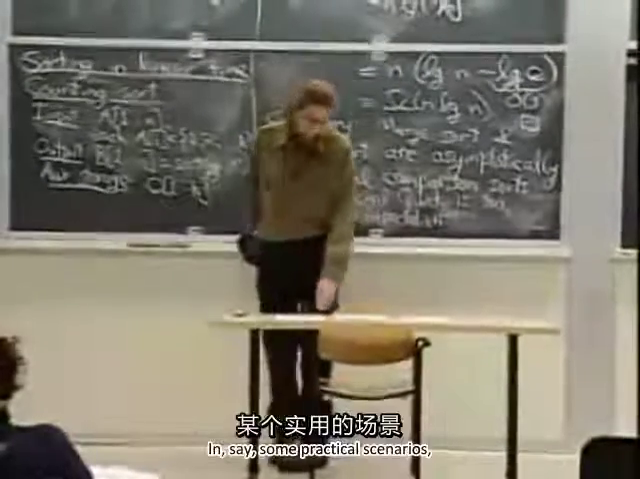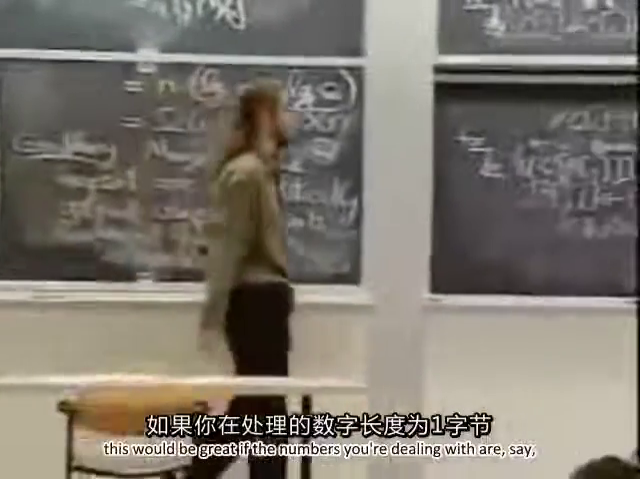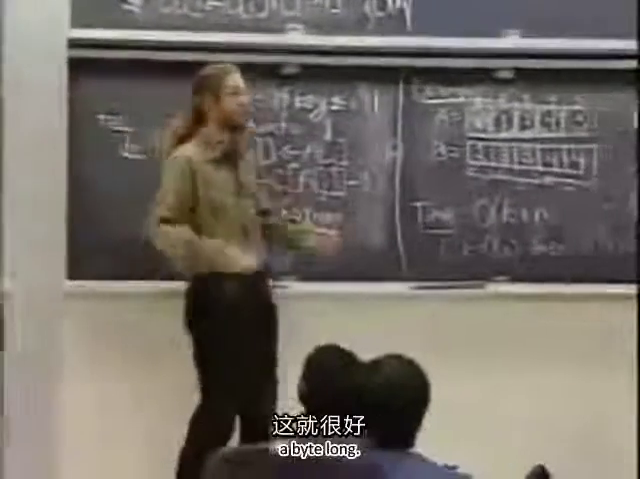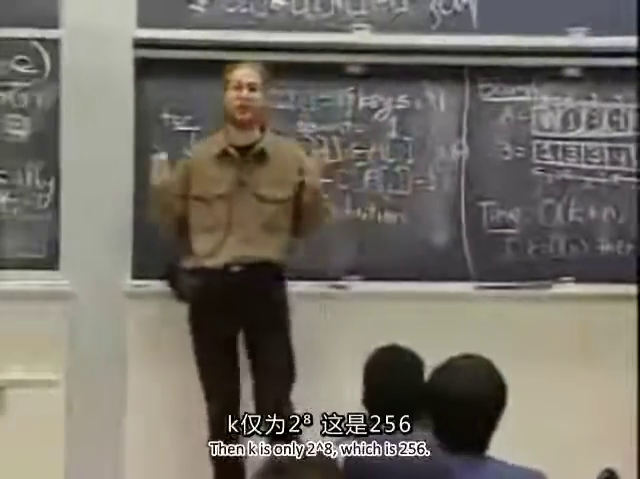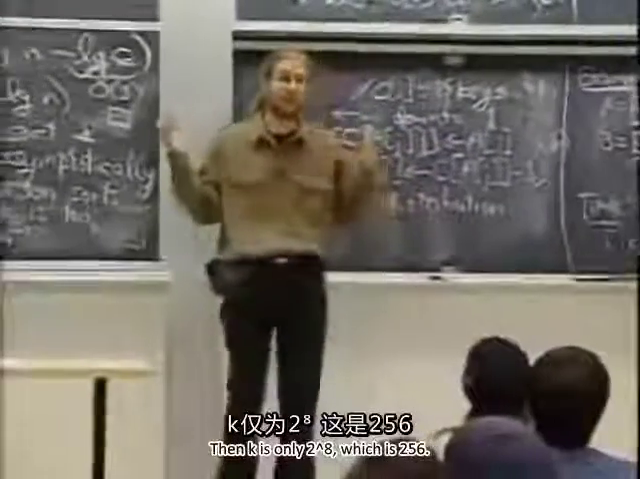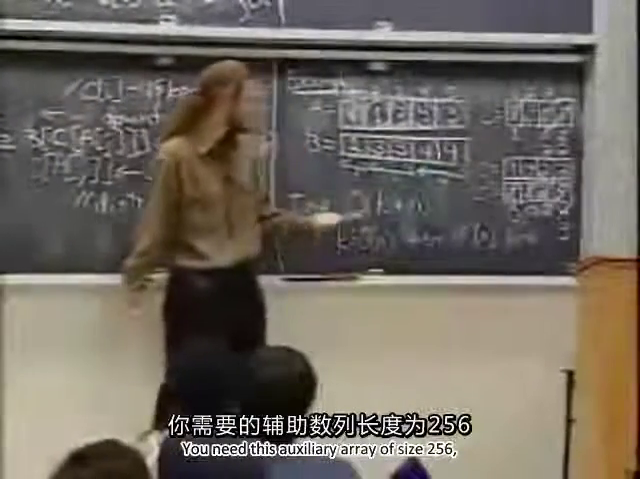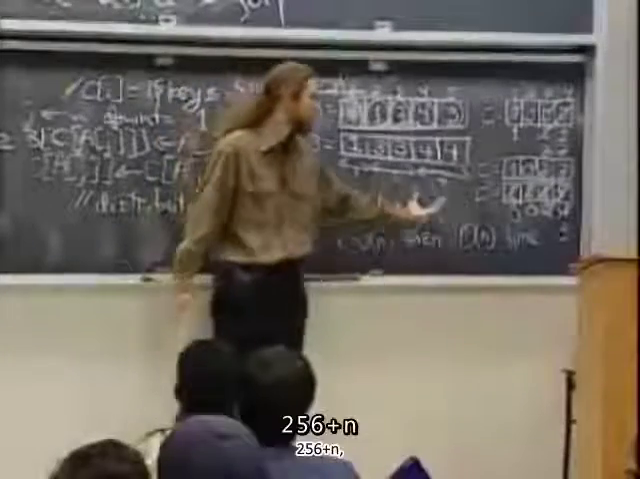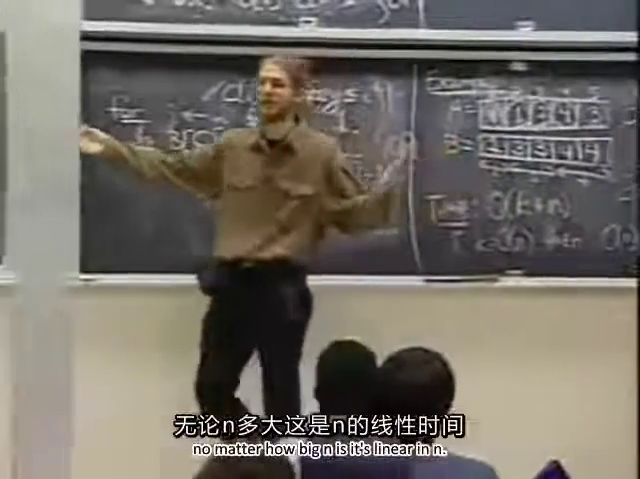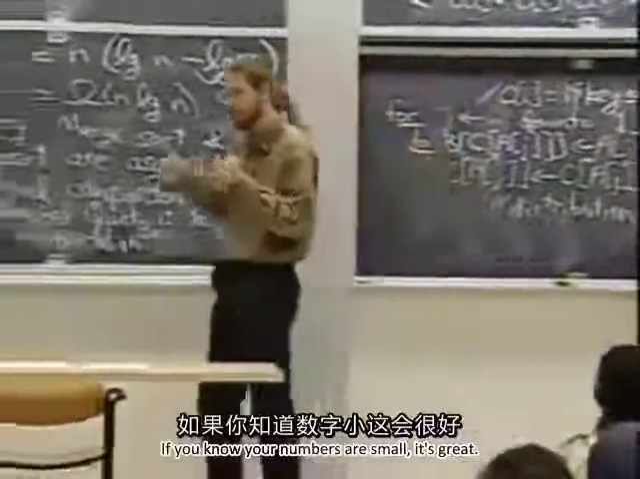In some practical scenarios, this would be great if the numbers you're dealing with are, say, a byte long. Then k is only 2 to the 8, which is 256. So you need this auxiliary array of size 256. And this is really fast. 256 plus n. No matter how big n is, it's linear in n. So if you know your numbers are small, it's great.